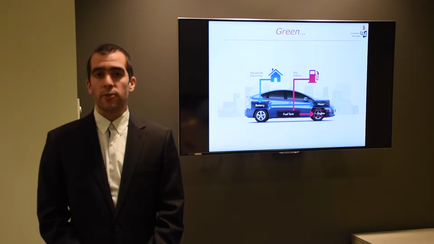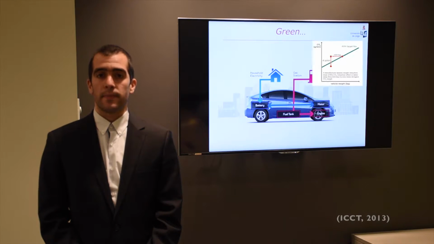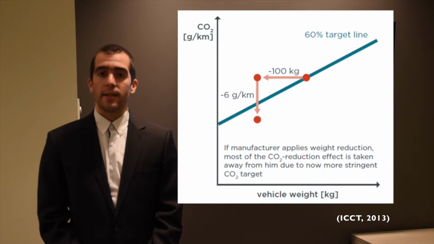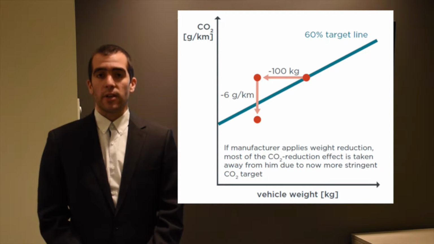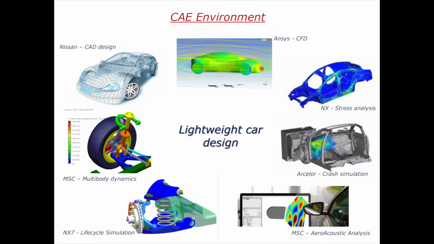However, in order to better protect the environment and to reduce the energy consumption, there is no secret. It's necessary to reduce the mass of the vehicle. A recent report indicated that a mass reduction of 100 kilograms leads to a reduction of 6 grams of CO2 per kilometer. The design of modern vehicles is carried out in a computer-aided engineering, CAE, framework.